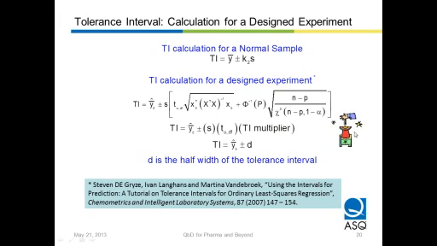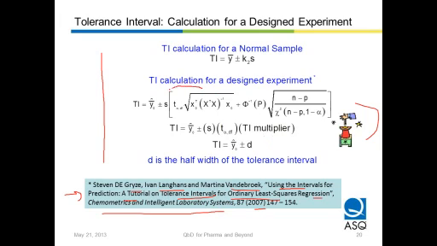Now, here's where the rabbit gets pulled out of the hat by the statisticians and mathematicians. This is detailed in an article on using the intervals for prediction, a tutorial on tolerance intervals for ordinary least squares regression, published in Chemometrics and Intelligent Laboratory Systems in 2007 by Gries, Langhans, and Vandergroup. They did the pioneering work that allowed us to calculate the tolerance interval for a designed experiment such as a response surface method. And here is the calculation.